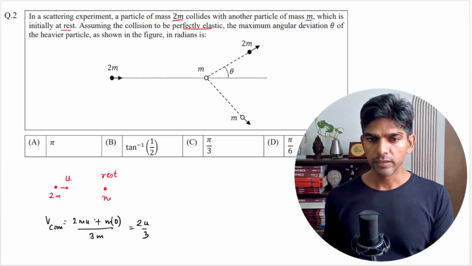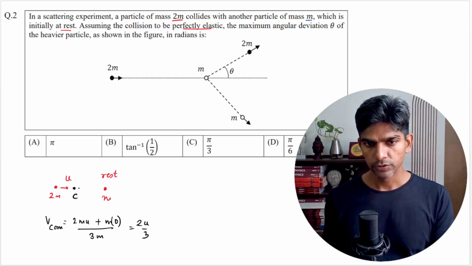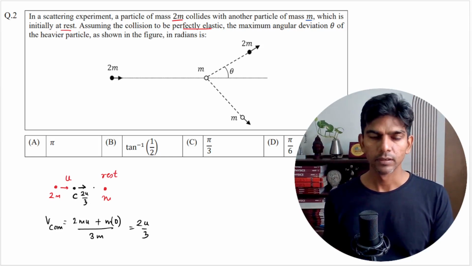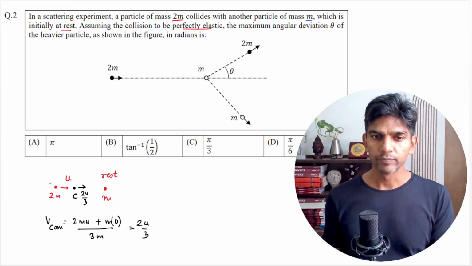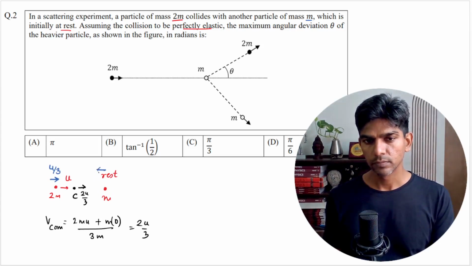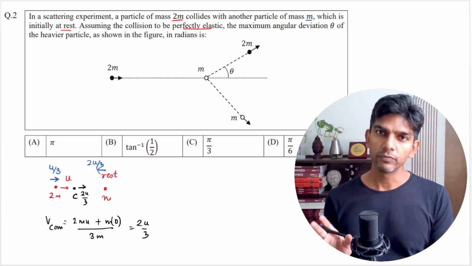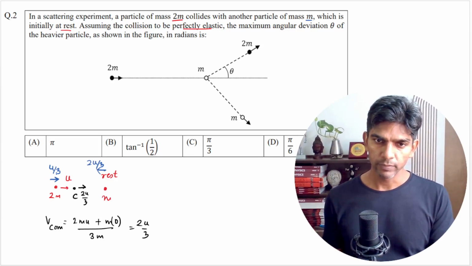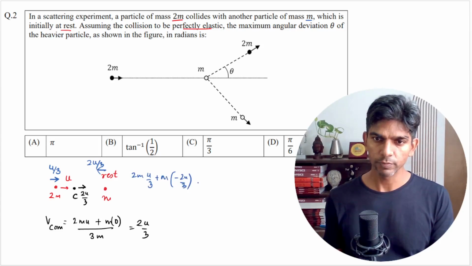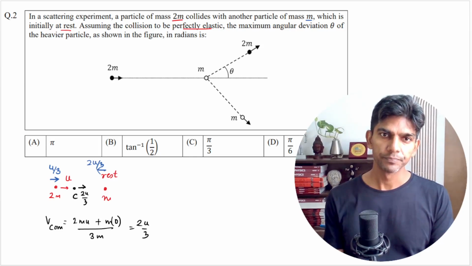Now let us find the velocity of both the masses in the center of mass frame. This is the center of mass which is moving in the right direction with 2u by 3. So the velocity of 2m with respect to the center of mass will be in the right direction, that will be u by 3, and the velocity of small m will be in the left direction, and that will be 2u by 3. You should always remember, in the center of mass frame the momentum will be 0 for the system. So if you multiply, 2m times u by 3 plus m times minus 2u by 3, it will be 0, right? So momentum will be 0 in the center of mass frame.